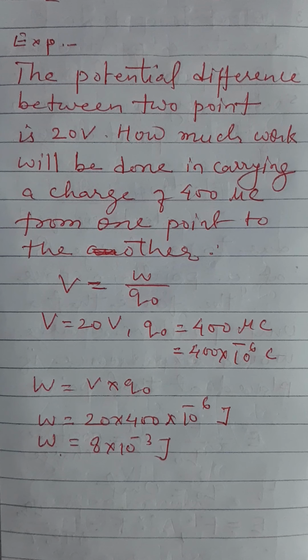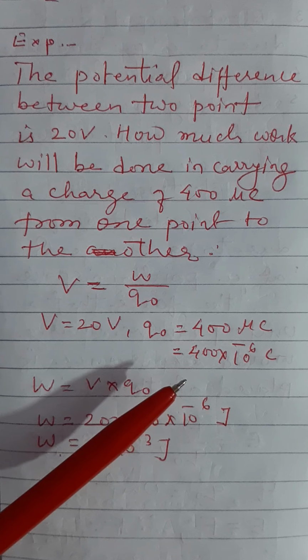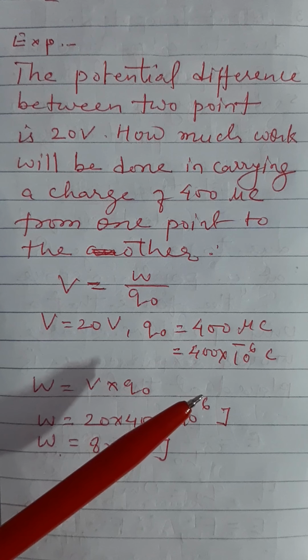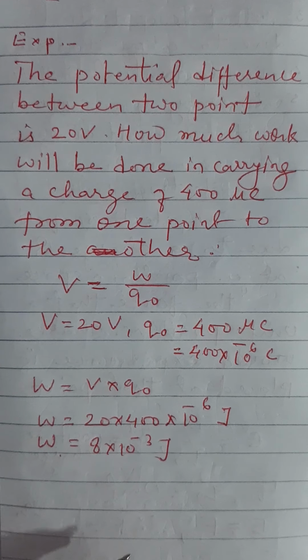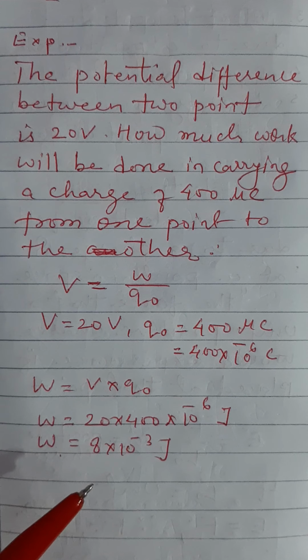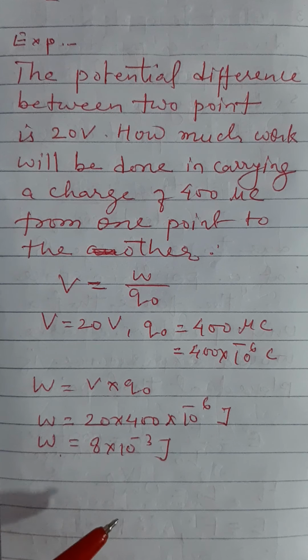Now here the value of V is 20 volt and Q naught is 400 microcoulomb. First we have to convert this 400 microcoulomb into coulomb. That's why we write 400 into 10 to the power minus 6 coulomb. So W equals V into Q naught. The value of V is 20 volt and the value of Q naught is 400 into 10 to the power minus 6 coulomb. So the work done is 8 into 10 to the power minus 3 joule.